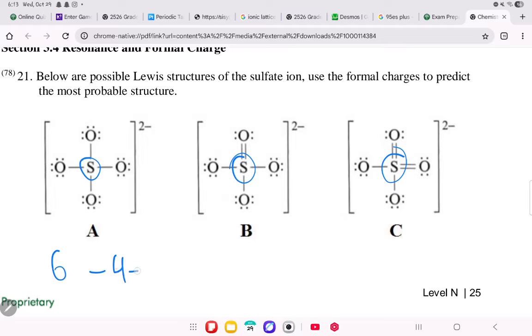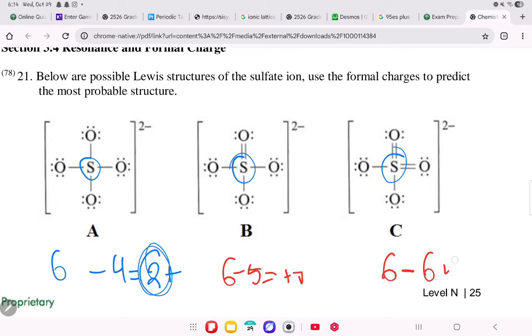That's going to be plus 2, and we cannot have it be plus 2. We need to ensure that it is 0. Over here, it's going to be 6 minus 5, which is plus 1. We don't want that. Here, it's 6 minus 6, which is perfect. This is the one we need. That means C is the most probable and perfect option. We move on to question number 22.